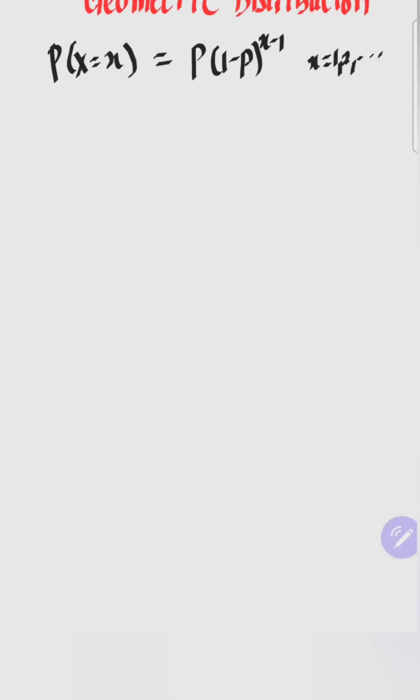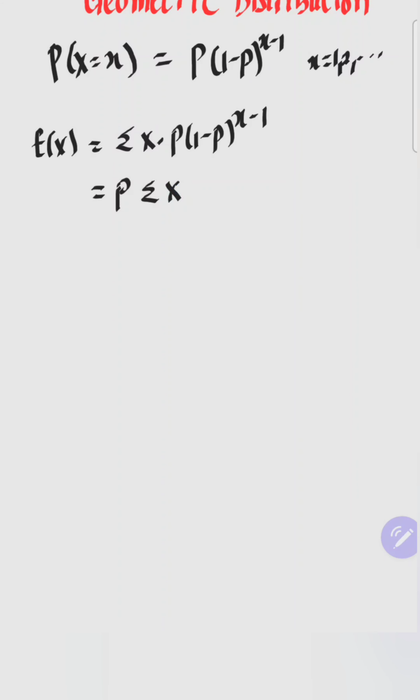Hello viewers, I would like to find the mean and the variance of this geometric distribution. Now to do this, I have that my expectation of x is equal to the summation of x multiplied by the PMF, which is p(1 - p)^(x-1). Now rewriting this given equation, I'm going to have, factoring p out, p times the summation of x(1 - p)^(x-1).